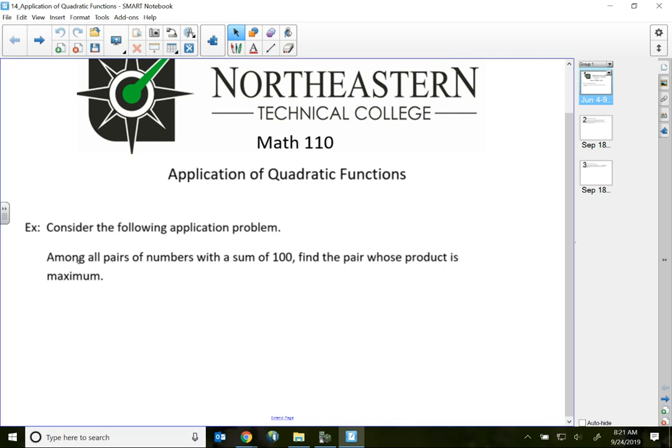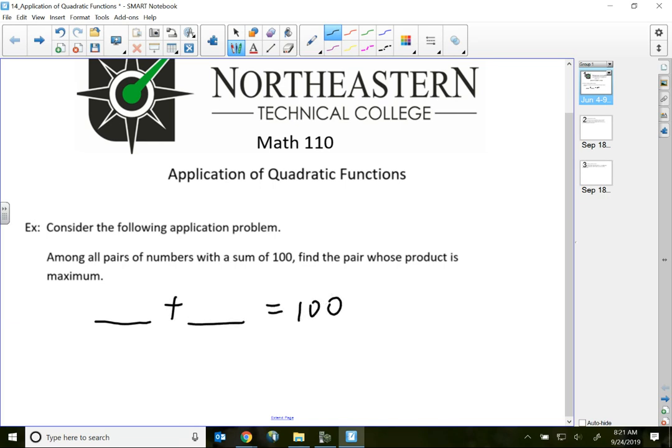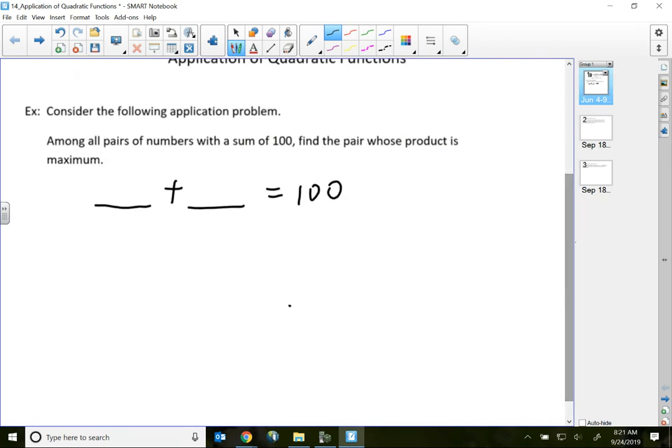So let's say among all pairs of numbers with a sum of 100, just like 1 plus 99 is 100, or 2 plus 98 is 100, find the two numbers whose product is going to be the maximum. So the idea here is something plus something is going to be 100. One of the two numbers has to be x. If I say the first number is x, then what should be the other number?